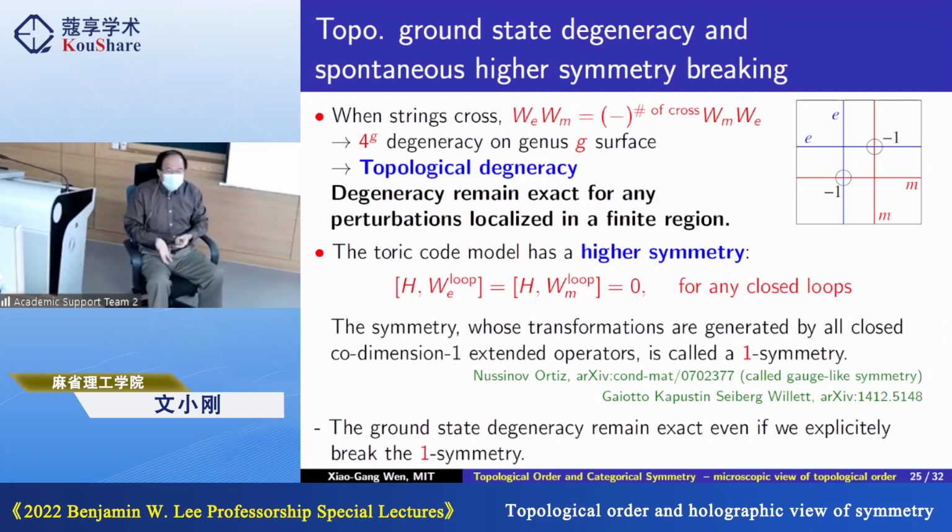So it's kind of interesting. But certainly when you have a perturbation which is wrapped around the system, you may have some trouble. But at least here is a very interesting point: a compact localized perturbation just cannot lift the degeneracy for this kind of very special symmetry. And this very special symmetry generated by those loop operators is called one-form symmetry.